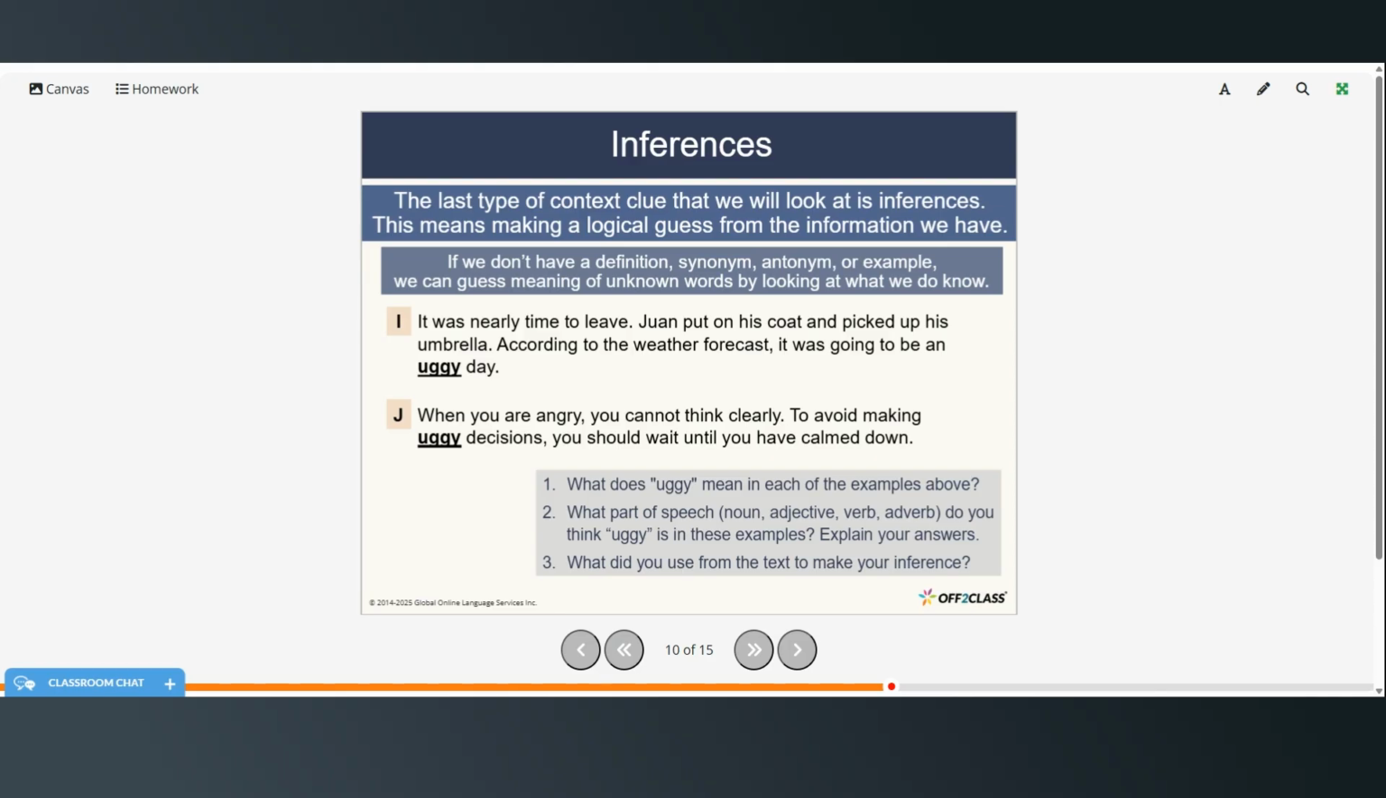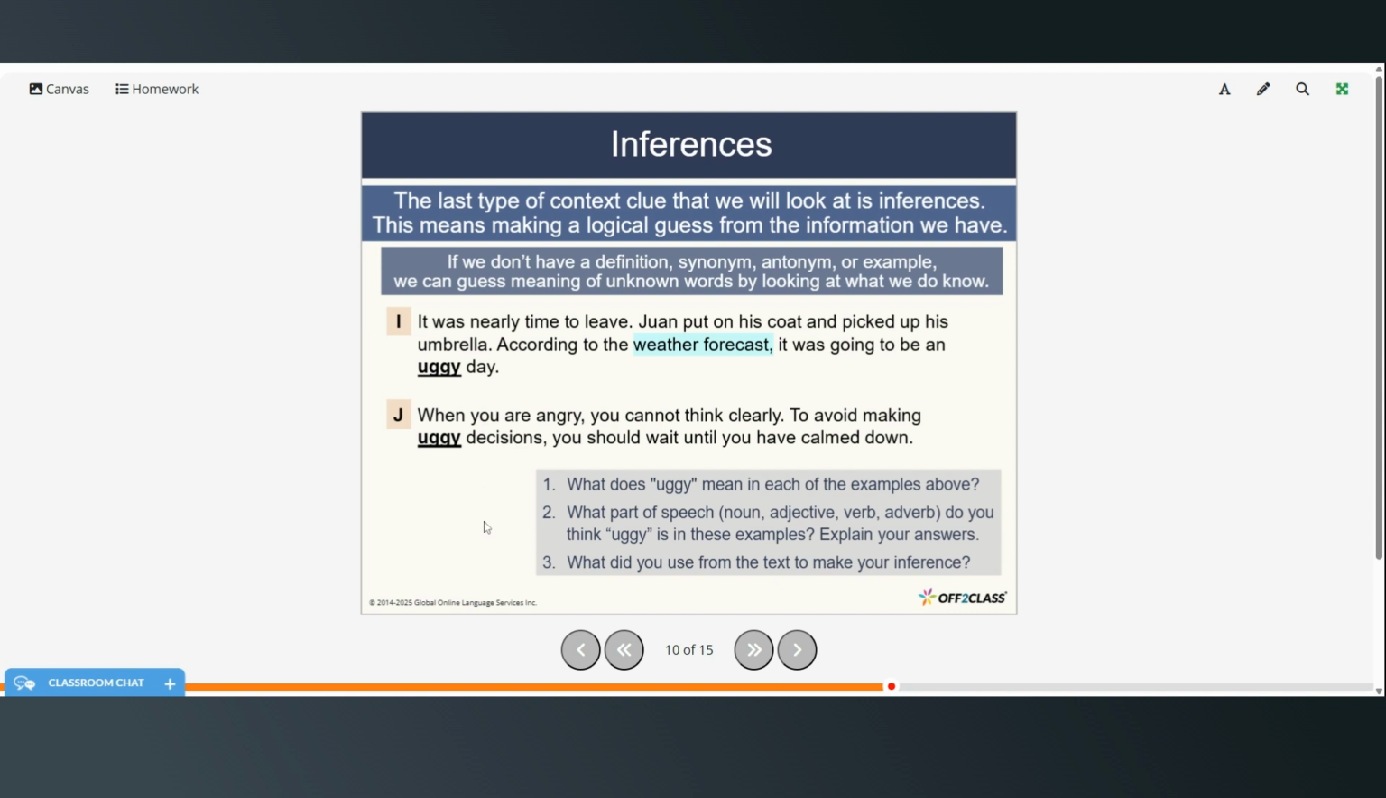So it was nearly time to leave. Juan put on his coat and picked up his umbrella. According to the forecast, it was going to be an ugly day. So here, ugly probably means rainy, and we can figure that out because he put on a coat and took an umbrella and talks about the weather forecast. So all of those things together can lead us to infer that ugly means rainy. And the part of speech would be an adjective because it's describing the word day, which is a noun.